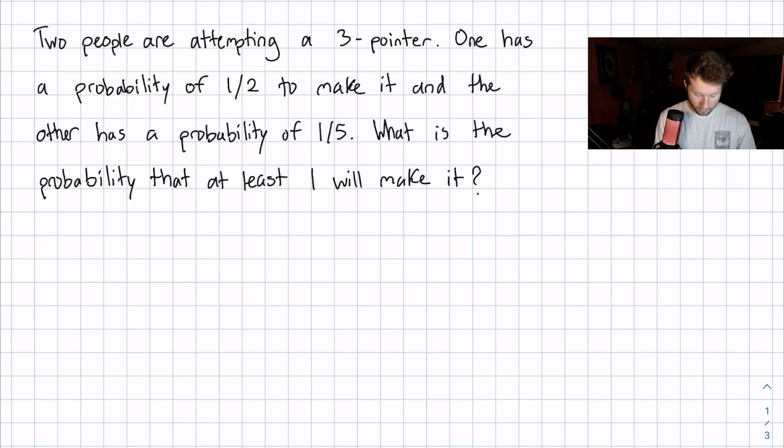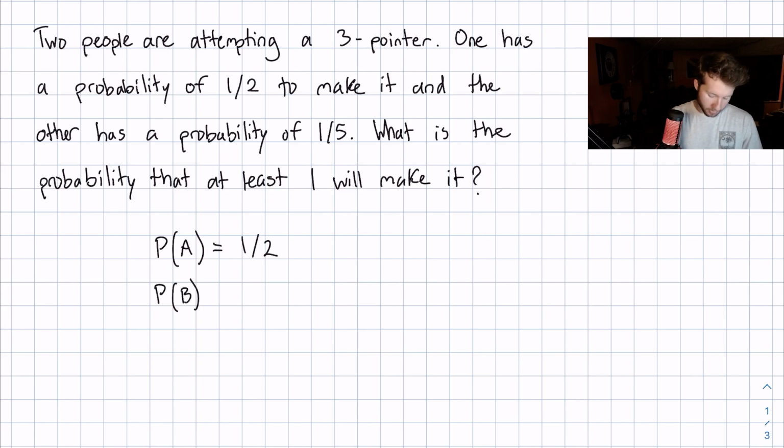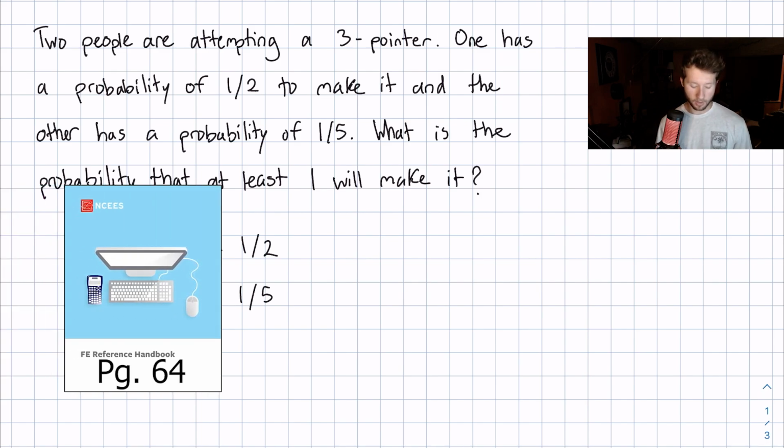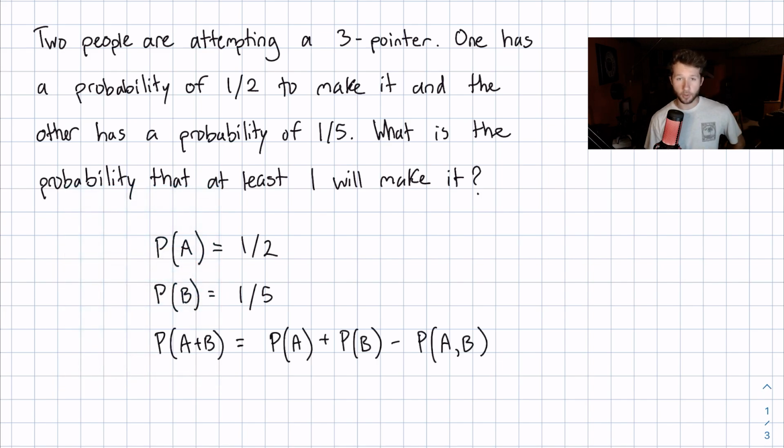So let's first list our probabilities of each. We'll give the person with the half chance, we'll just denote it as A, so probability of A happening, 1/2. We'll give the other one B, so probability of B, 1/5. So this question is a classic law of total probability. If you go to page 64 of your FE reference handbook, you're going to find that equation. So let me write that down. All right, so there's our equation.